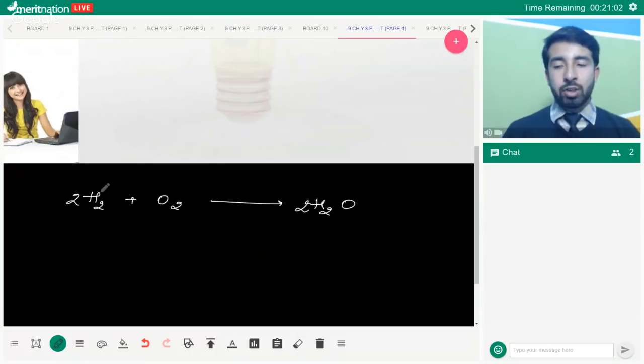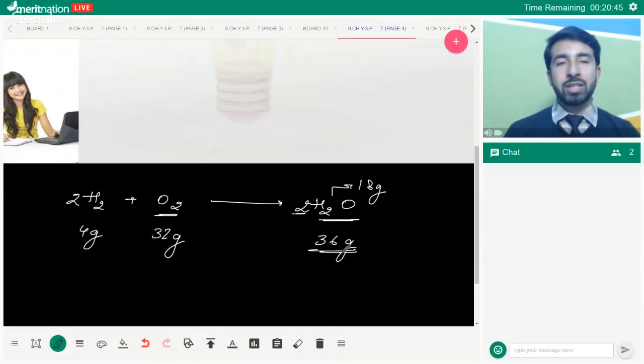According to this reaction, we all know the mass of one atom of hydrogen is 1 gram. And if we write it down, the total mass would be 4 gram over here. And for oxygen, it would be 32 gram. Now, we all know that the mass of one molecule of water is 18 gram. And since it's written 2, to balance it, the total mass would be 36 gram.